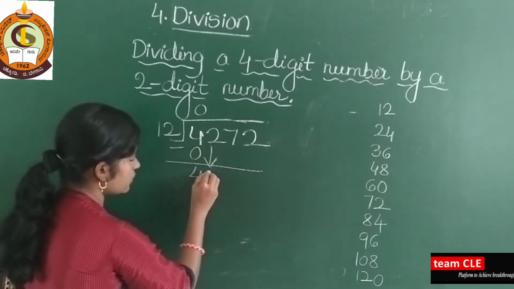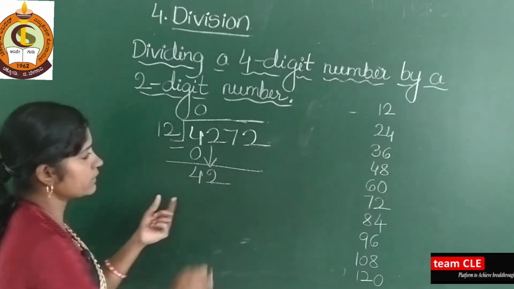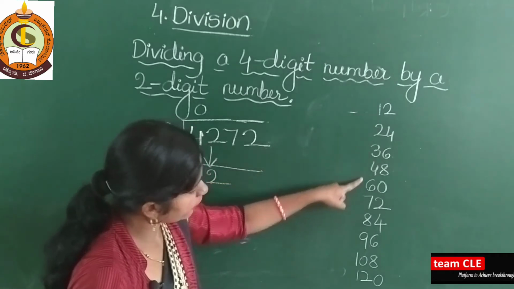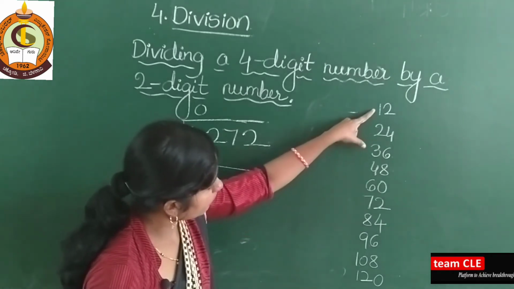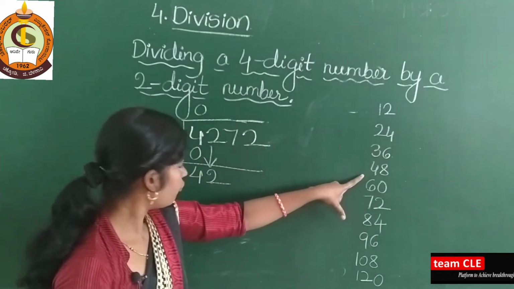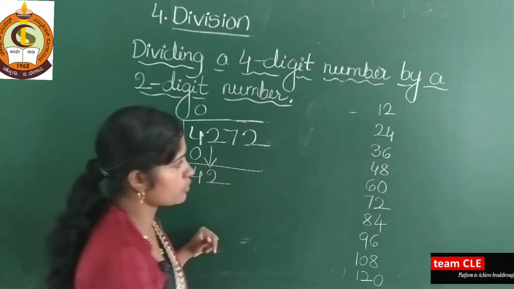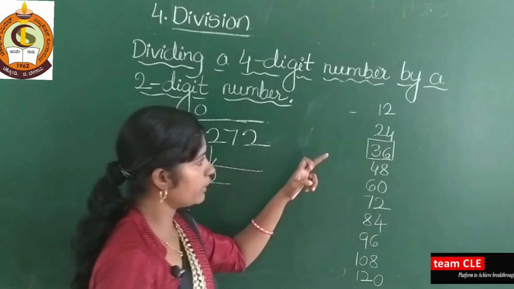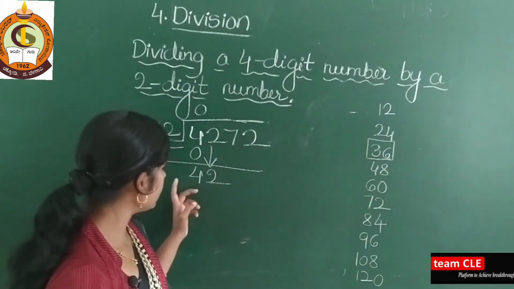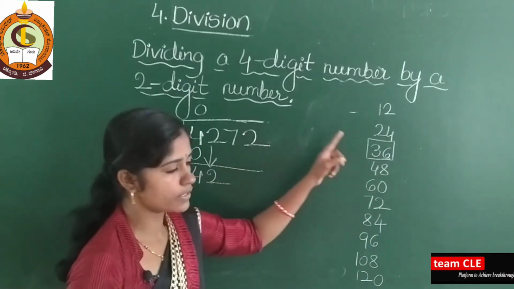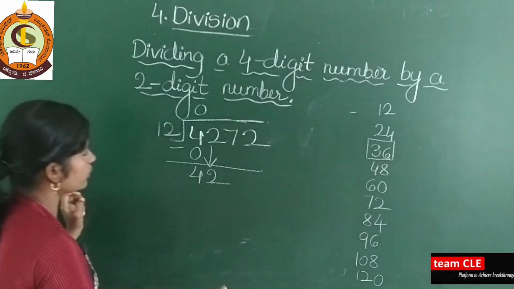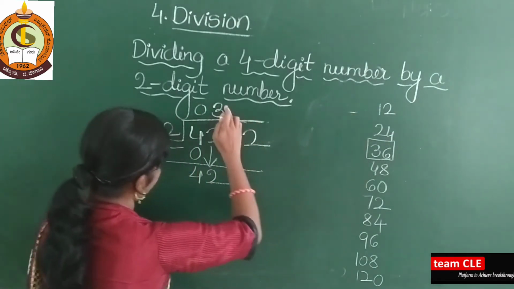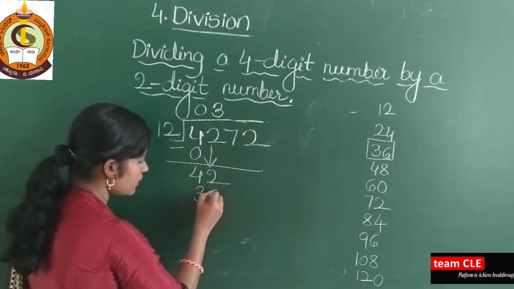Next you take this 2 down. Now how much is it? 42. Then see here, is 42 in the 12 ones table? No. See here 12, 24, 36, 48 is bigger than 42. So up to here you take. So I will take here 36. 24, 12 are also smaller, but the nearest smaller to 42 is 36. So take here 12 threes are how much? 1, 2, 3. 12 threes are 36.